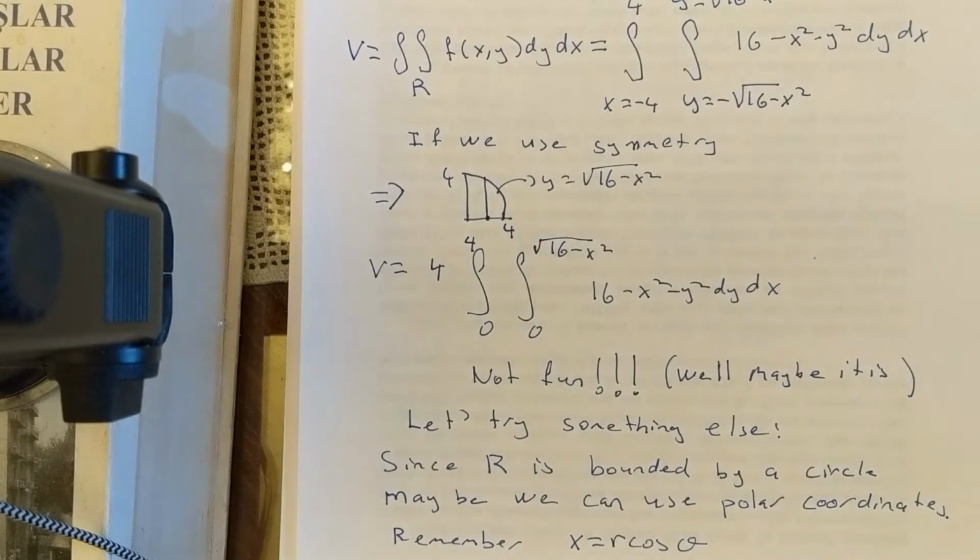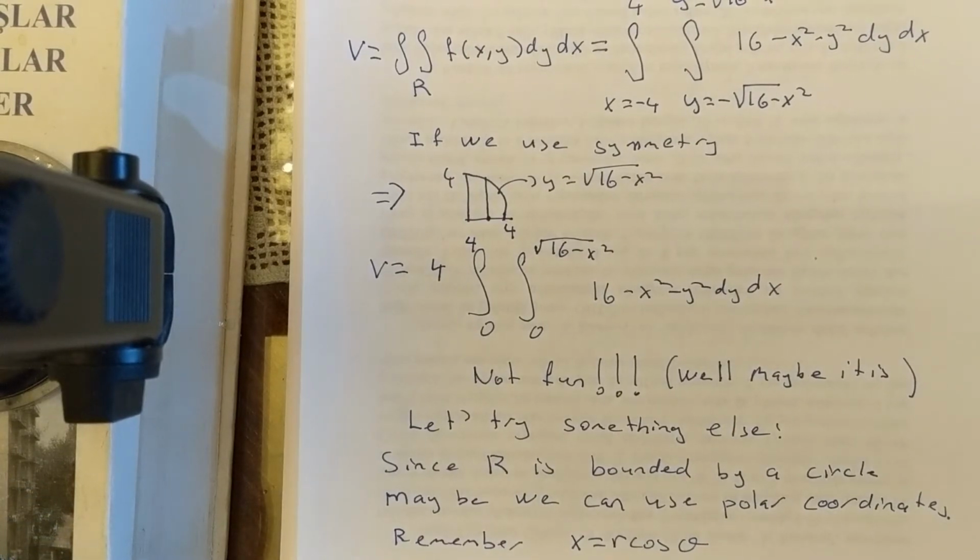Now, if you integrate it once, you'll see that it's not a problem. Integrating with respect to dy is not that big of an issue, but then you get all these square roots in your integral, and when you had square roots, it was kind of bad news, wasn't it? Because then we'd have to use trigonometric substitution.